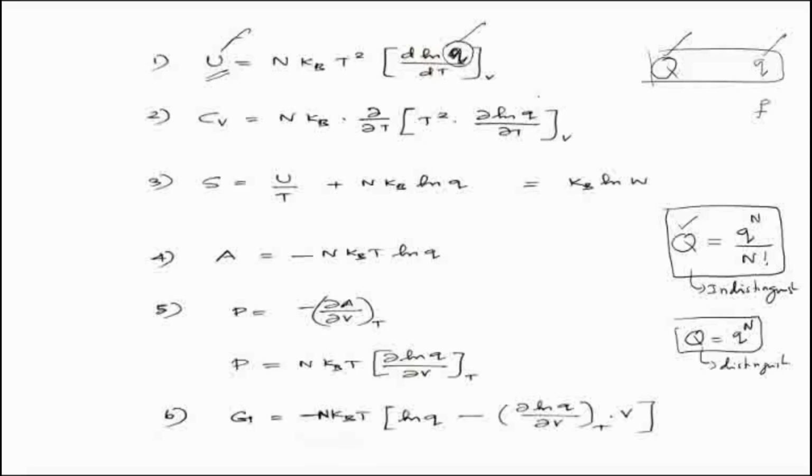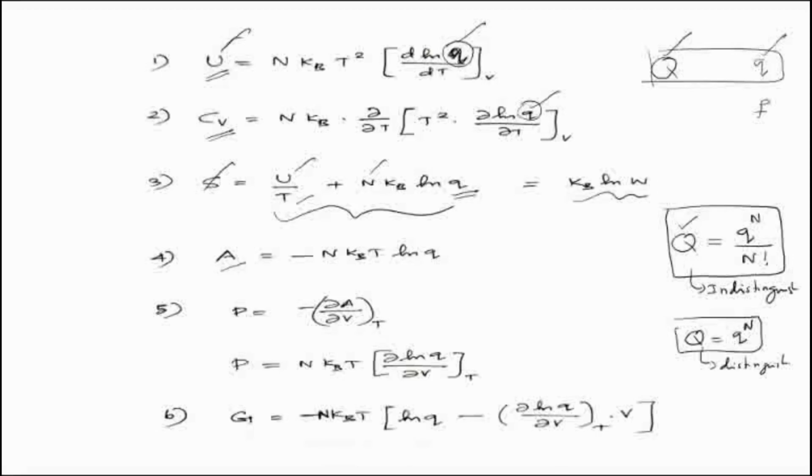If you know q, the molecular partition function, we can calculate the molar heat capacity at constant volume. If you know q, you can calculate the entropy of the substance using this formula: S = U/T + N Kb ln q. U is internal energy, T is temperature, N is the number of molecules or particles present in the substance, Kb is the Boltzmann constant. These are all the usual ones. And you know very well this formula is the formula given by Boltzmann, also called the Boltzmann formula, Kb ln W.